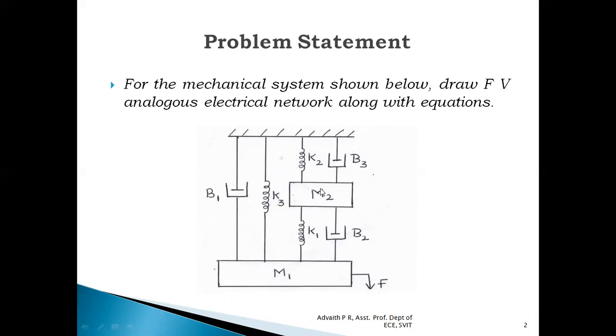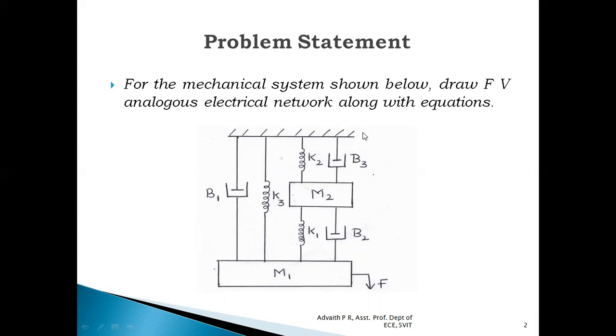If we observe, we have two mass elements, mass M1 and mass M2. Between mass M1 and mass M2, we have K1 and B2. Between M2 and rigid support, we have K2 and B3. Between M1 and rigid support, we have B1 and K3. And a force is applied on mass M1.